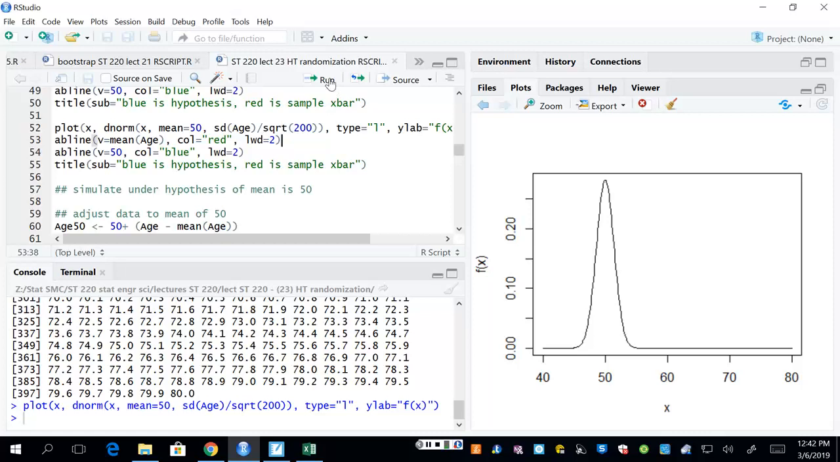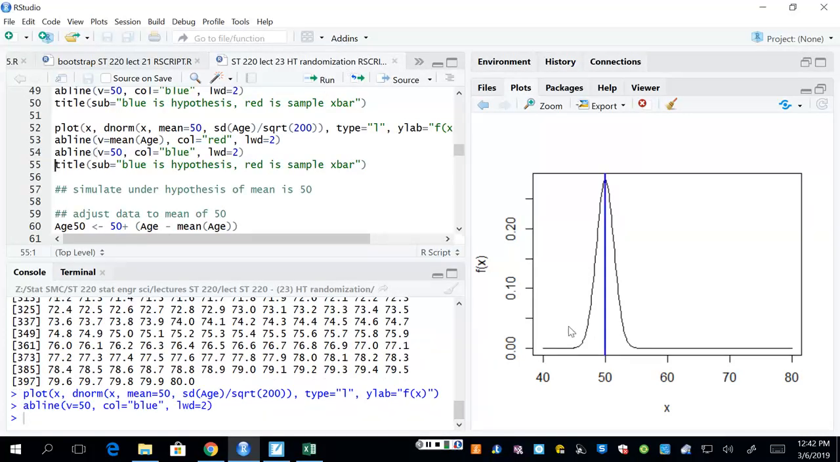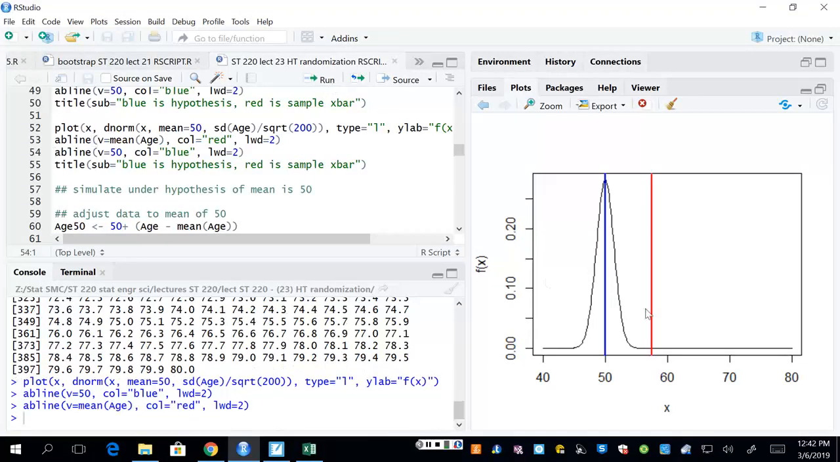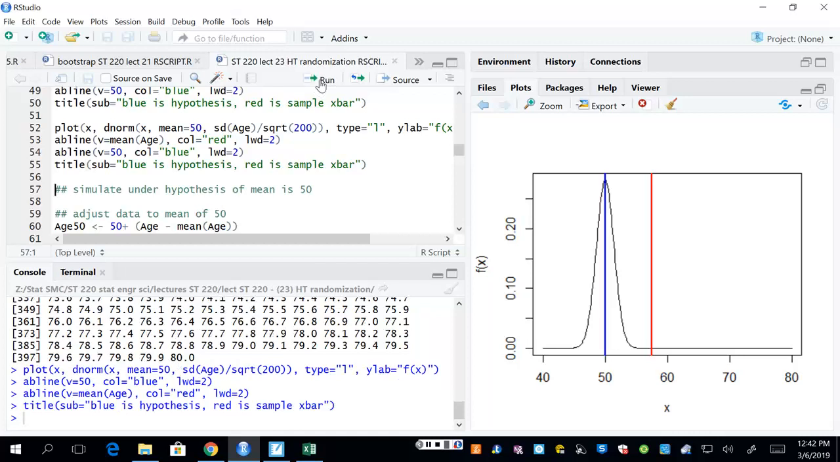The red line, or the line at 50, is right here in the middle. If I generate that curve at 50, it should be right there in the middle of the normal. Where's my red line? My red line is at the actual ages. It's out here. That 57 is outside what's plausible, because it's very, very unusual to get out here. So if this had been the truth, we wouldn't have been likely to get out here.